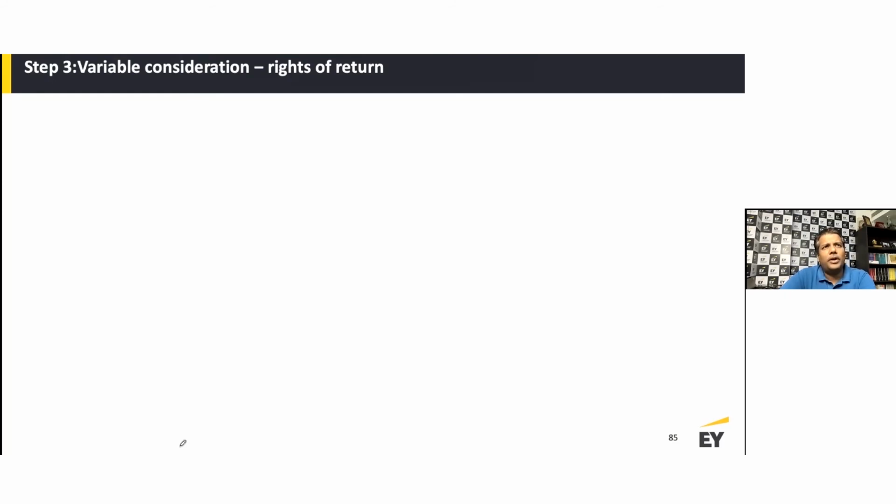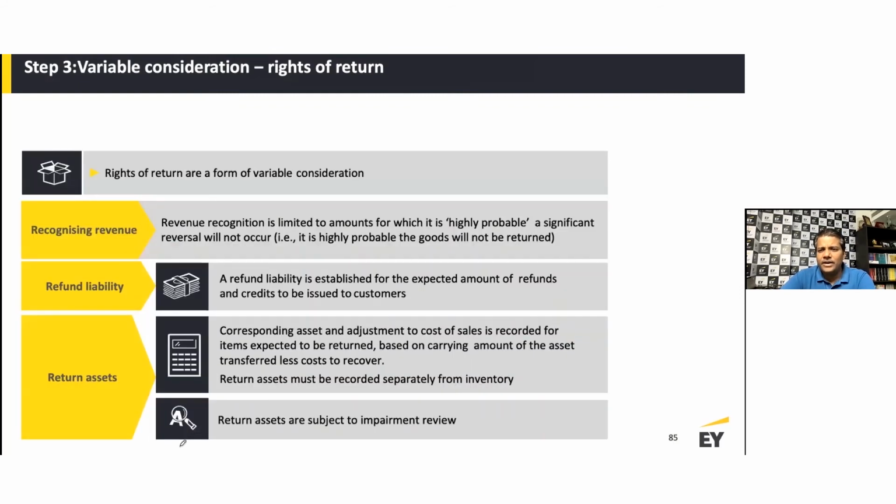So the whole point is that if your policy allows customers to return the product, then you also have to factor that in as a possibility in the determination of variable contract consideration, right? Again, we will try and understand this with the help of some examples. So rights of return are also a form of variable consideration.